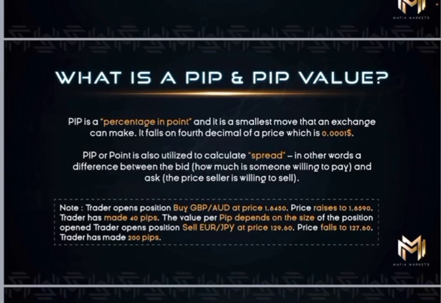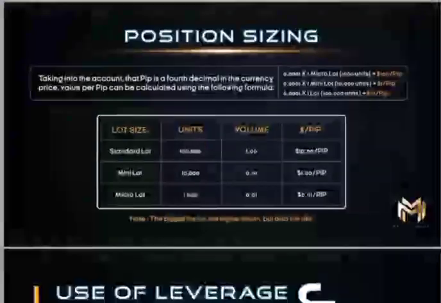Another example: you're selling euro to Japanese yen at a price of 129.60. This means that at the moment when you open a position, 1 euro will yield you 129.6 Japanese yen. 15 minutes later, the price falls to 127.60. This means you have made 200 pips.